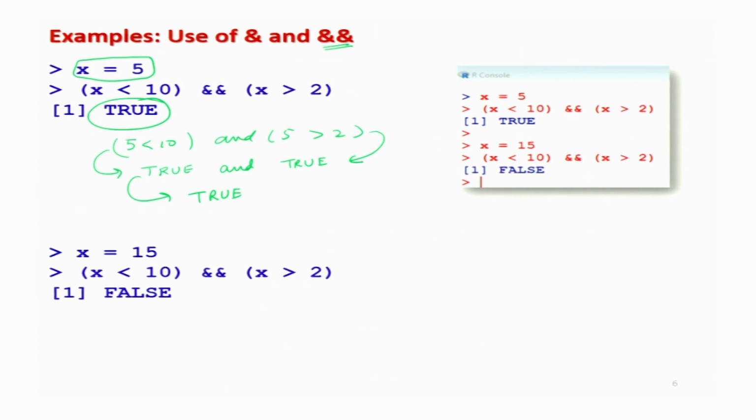So, now I take another example. I take x equal to 15, and then I want to test whether 15 is smaller than 10 and 15 is greater than 2. So, these are my two conditions which I want to test. In case I say 15 is smaller than 10, this is no, this is false. When I test the condition 15 is greater than 2, answer is yes, and this condition is true.